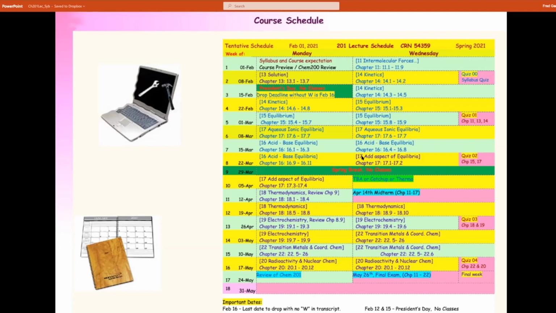After equilibrium, we hit acid-base chemistry, then thermodynamics right here, then electrochemistry. We finish off the semester with transition metal chemistry and radiochemistry. We do not cover organic in this class, okay? There's too much material. In the past, we covered organic, but we just realized that there's too much material to cover in 17 and a half weeks. And so we just threw out organic, and you guys will cover that when you hit Chem 230. Anyway, let me move on.